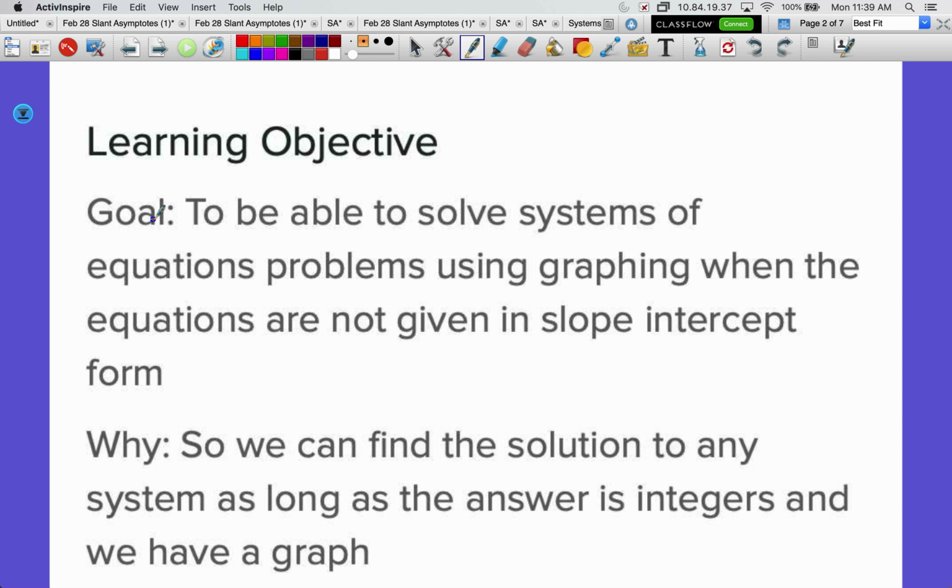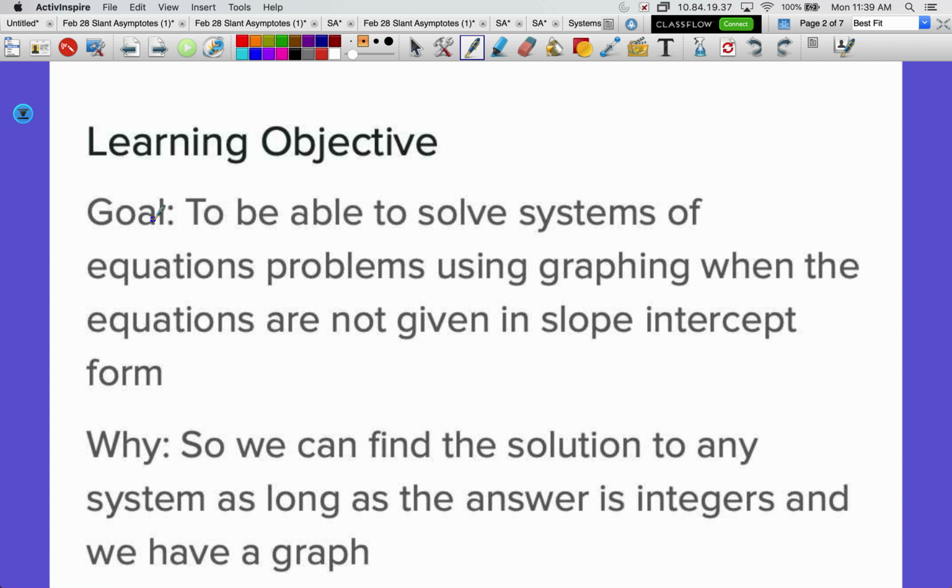Our goal for today is to be able to solve systems of equations problems using graphing when the equations are not given in slope-intercept form. So they're typically given in standard form, but they could really be given in any form. And we should still be able to solve them using this technique.